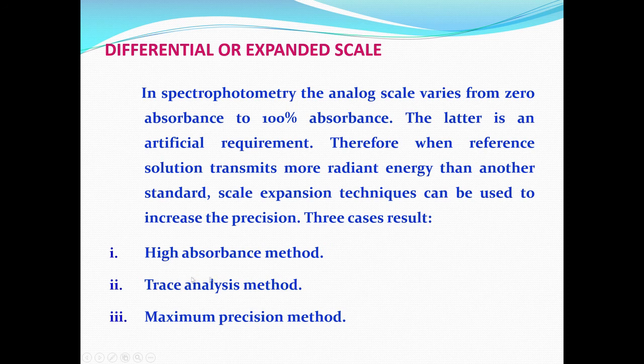High absorbance is for higher concentration, trace analysis is for lower concentration, and the maximum precision method is for concentration ranges in between the two, but where you need a very high accuracy. For example, in the determination of gold, silver and several other valuable materials. How we go about doing this I will explain to you in the next class.